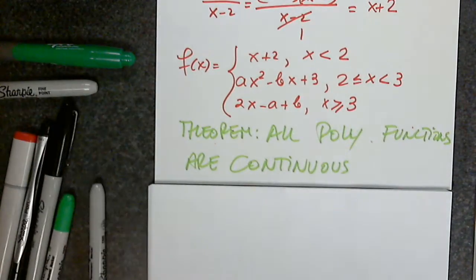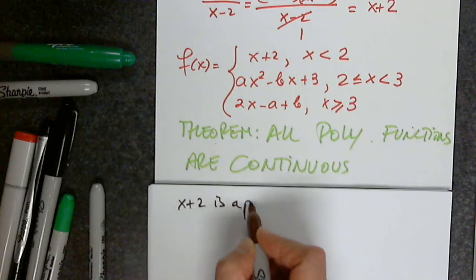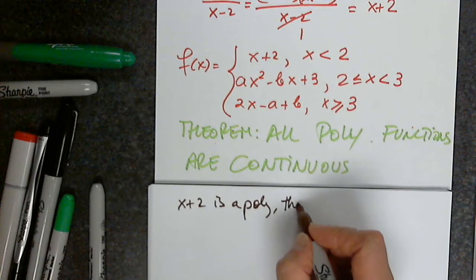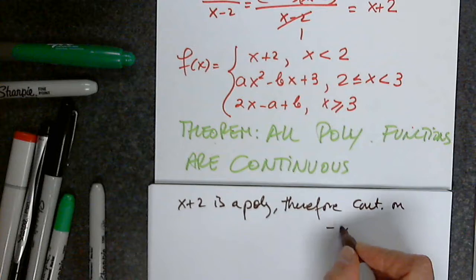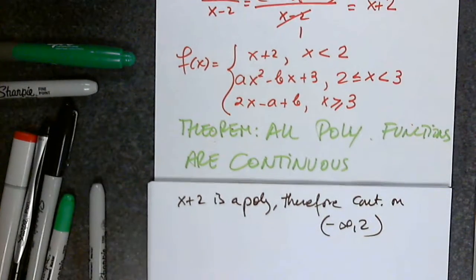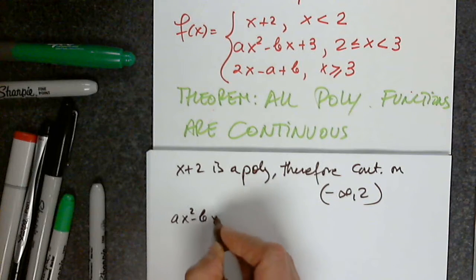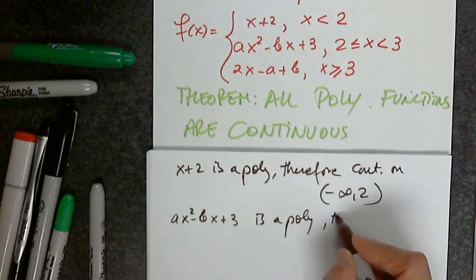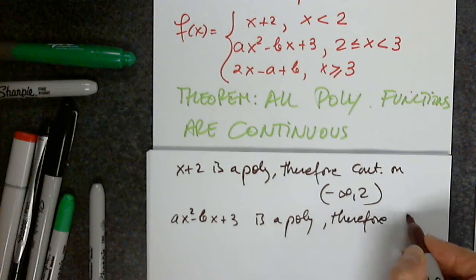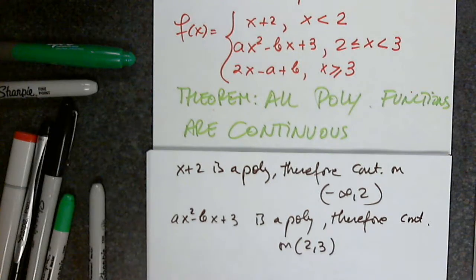And here's how I write it. Okay, I'll let you finish. Okay. X plus 2 is a poly. Therefore, continuous on negative infinity to 2. Ax squared minus bx plus 3 is a poly. Therefore, continuous on open 2 to 3.